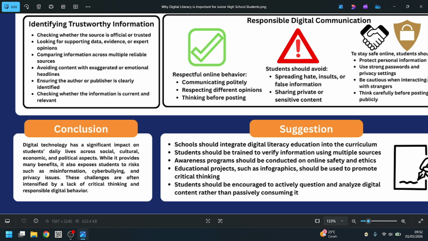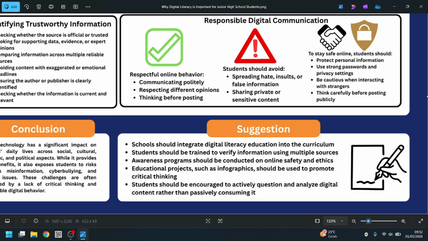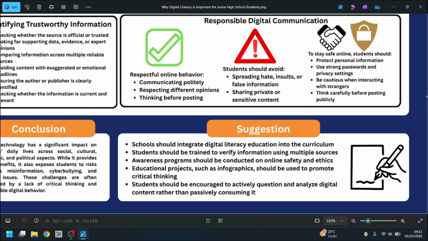I have a few suggestions. Schools should integrate digital literacy education into the curriculum. Students should also be trained to verify information using multiple sources. I already mentioned this earlier, and awareness programs should be conducted on online safety and ethics. I'm pretty sure this is already done, but maybe more of them could be better for school students specifically. Educational projects such as infographics, like the one you're looking at now, should be used to promote critical thinking.